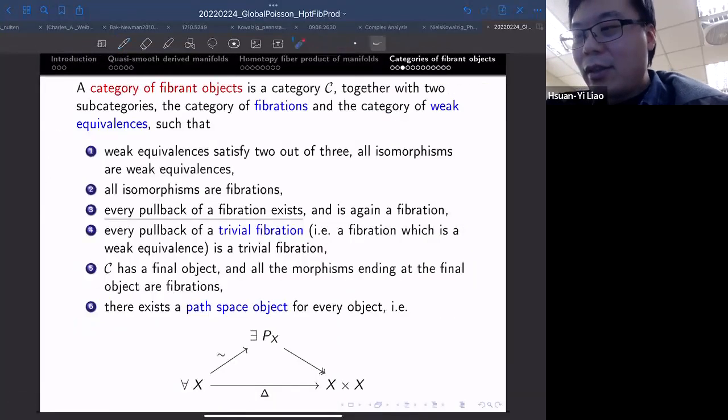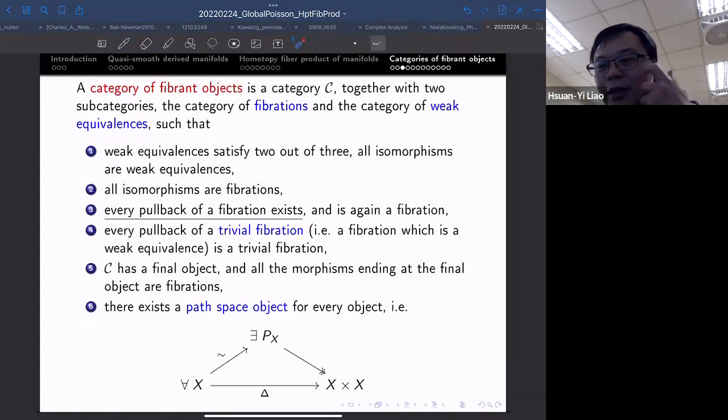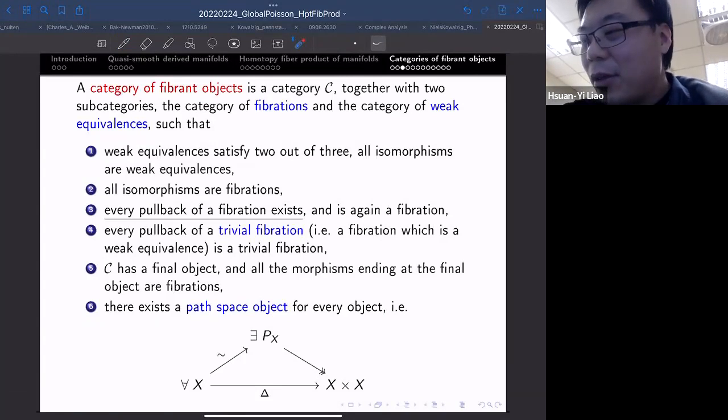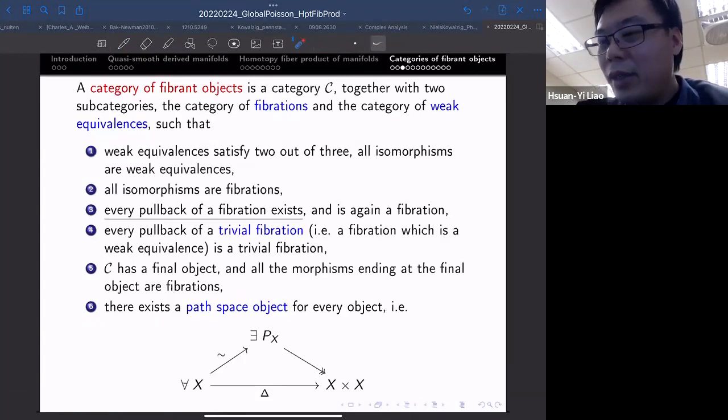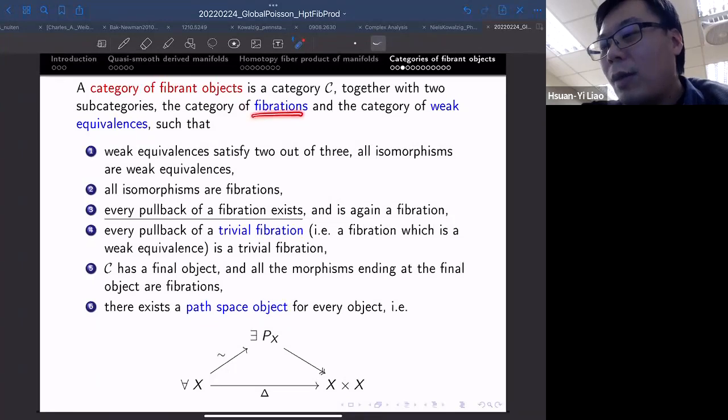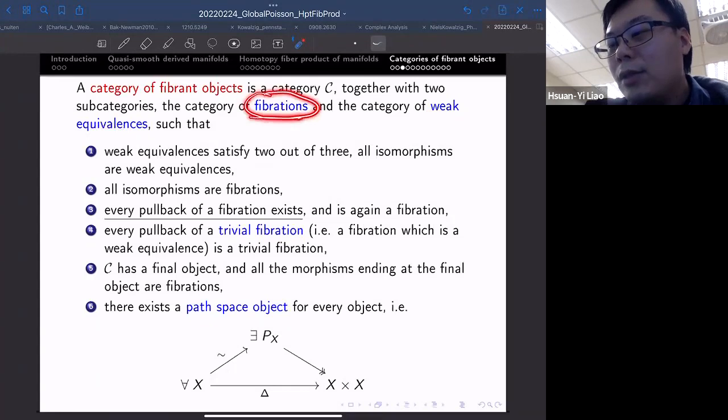Okay. And then I wanted to say what is a category of fibrant objects. So this is quite abstract. Let me just go through it quickly. So it is a category together with two subcategories, which are the category of fibrations and the category of weak equivalences. So that means we have two special morphisms. One is called fibration, one is weak equivalence. And in our case, fibration is just submersion. And weak equivalence is what I defined.